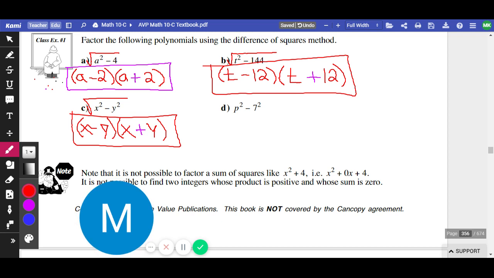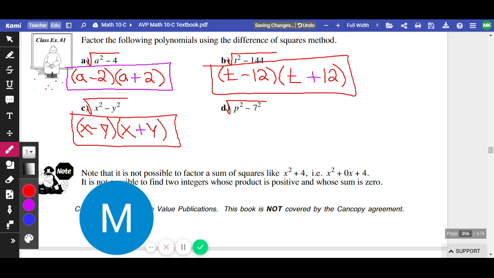Awesome. Last one. You could simplify that to be p squared minus 49 if you wanted. You could also just look at it as when I square root 7 squared, it should work because it has an even exponent, right? And the square and the square root will cancel each other out. So it's kind of your choice. If you want to change that to be 49, that's great. If you don't, that's also great. I'm not going to. I'm just going to square root the whole thing.